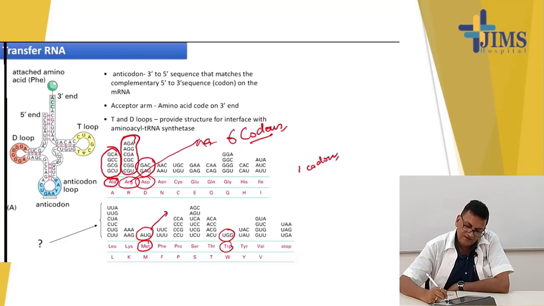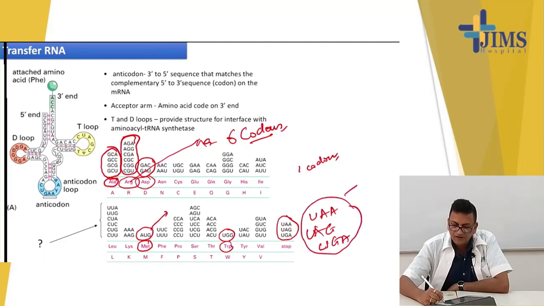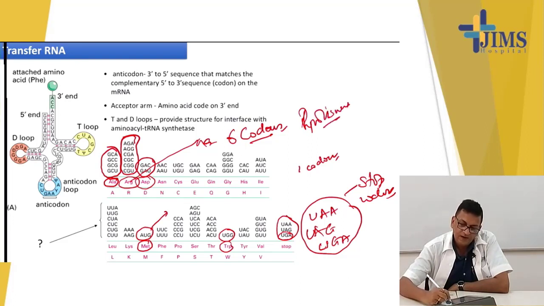And these three-nucleotide sequences in the mRNA, UAA, UAG and UGA, are nothing but stop codons. Now, more recently, we have seen that there are also amino acids like pyrrolysine and selenocysteine.